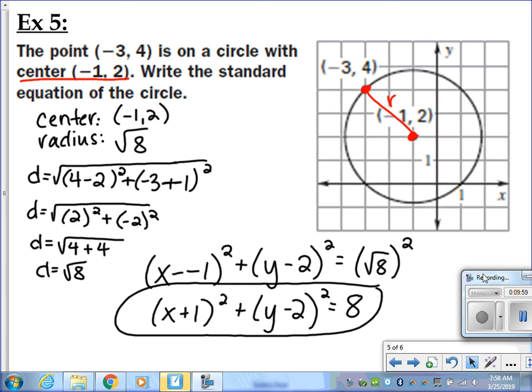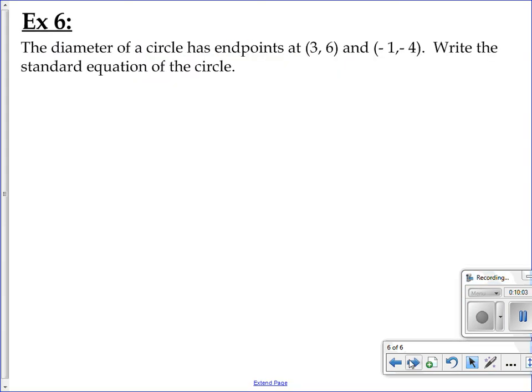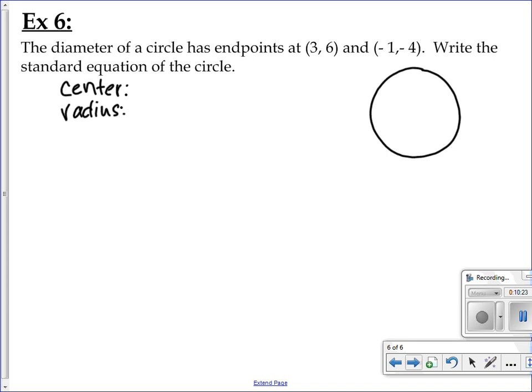Okay, I think we have one more. So this one does not give you a picture. It says the diameter of a circle has endpoints at (3, 6) and (-1, -4). Write the standard equation of the circle. So again, we just need to figure out the center of this circle and the radius of this circle. Even though it doesn't give you a picture, feel free to just sketch a picture to get an idea of what's happening here.